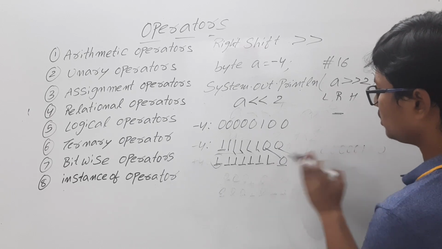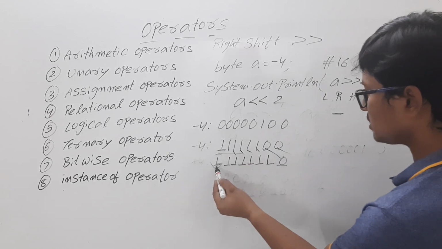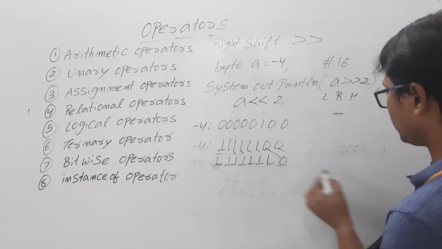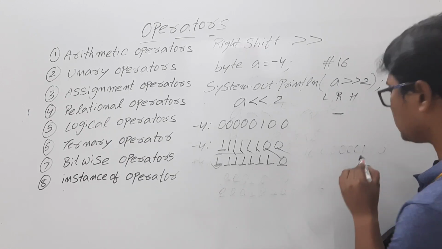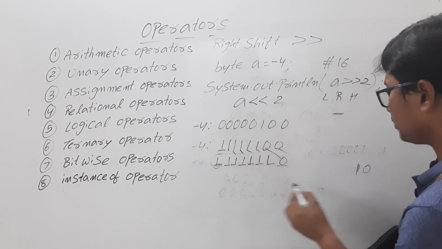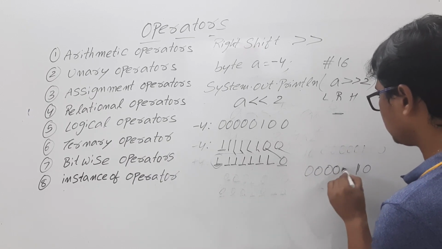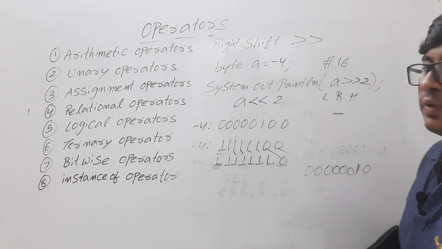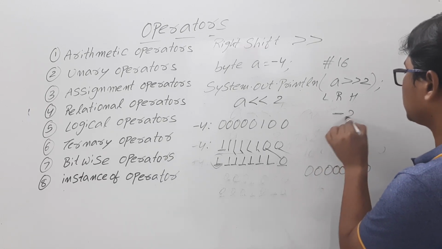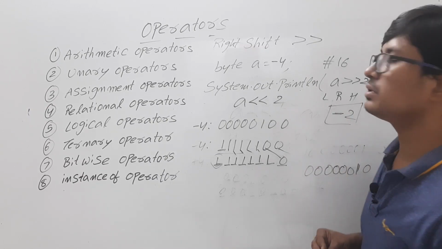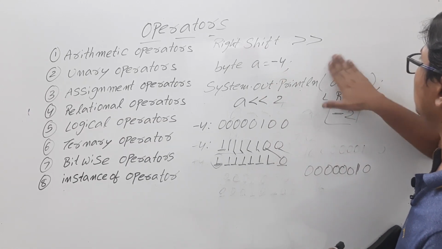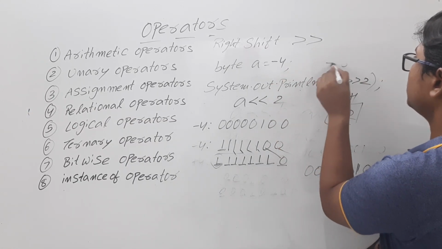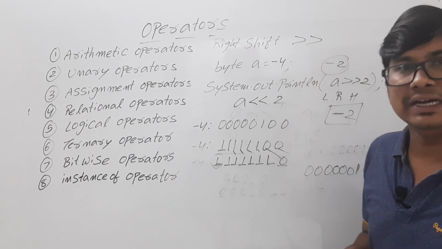So if you perform the 2's complement of this number, as the sign bit is 1, it is a negative number. For this one, if you compute the 2's complement, the first bit stays as it is, and the remaining bits you complement. So you will have 6 zeros, then 1 0. So this is minus 2. This is about the signed right shift. If you perform the right shift on minus 2, you will get the output as minus 2.